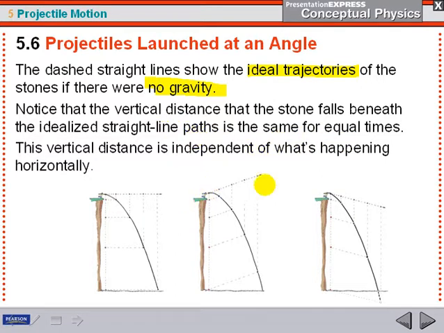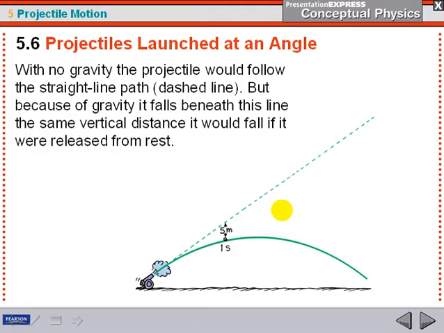The point here is that the distance it falls is going to be the same for equal times, meaning the distance between here and here, if you look at that as being second 1, 2, and 3, is the same as this distance right here, second 1, 2, 3. So the vertical distance that it falls is independent of what's happening horizontally. It's always going to fall. Here's that 1, 2, 3, and here's that distance. It's the same for that one also.